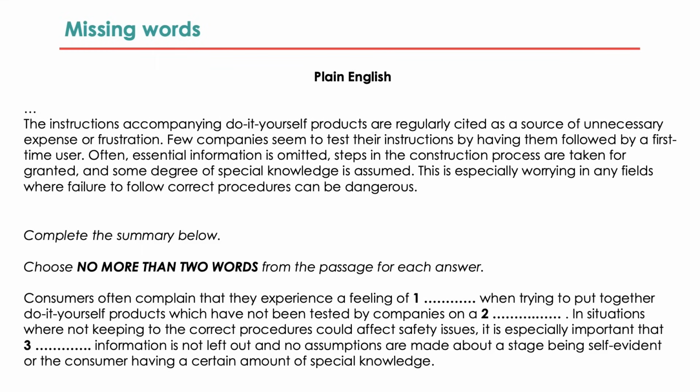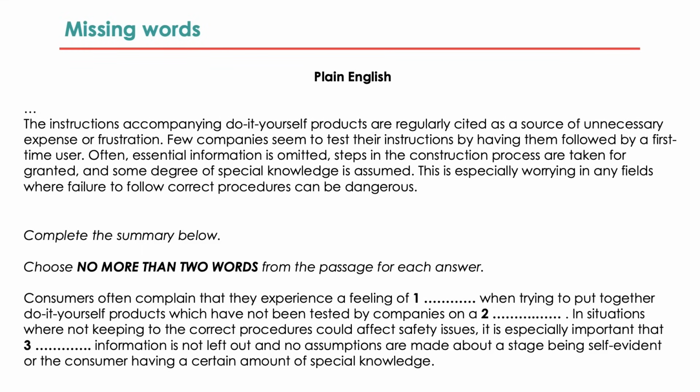Okay, true, false, not given, and yes, no, not given questions usually come in order. Apart from the case when you have a couple of yes, no, not given questions at the very end of your test. The next group of questions is missing words. That's where you'll find a short summary of the passage with some gaps, and you need to find the words in the passage to fill in those gaps. Let's do some practice. Here is the task.